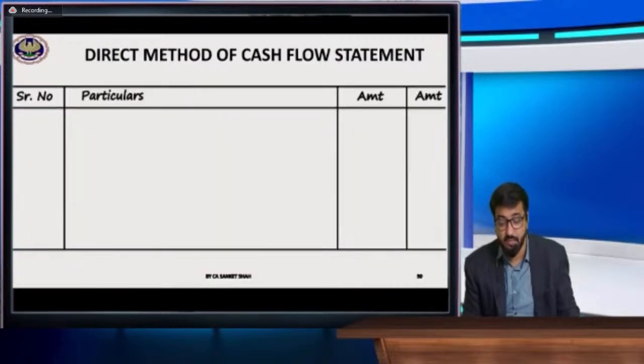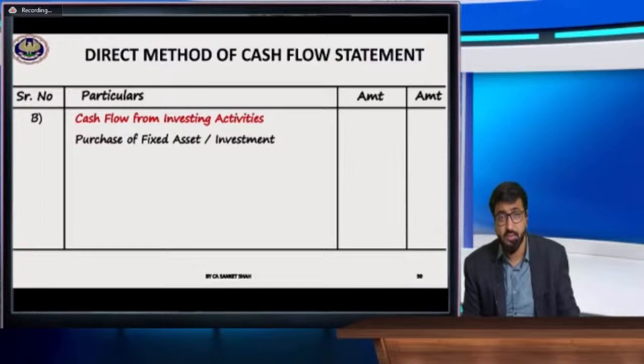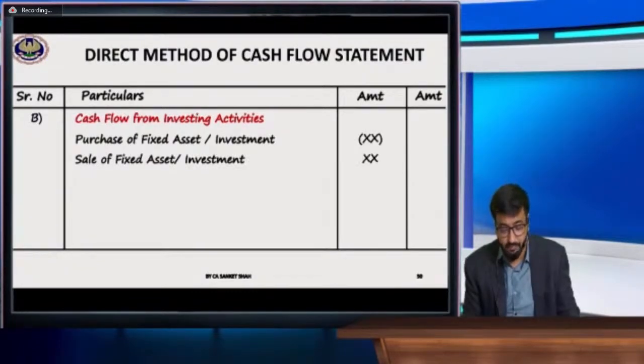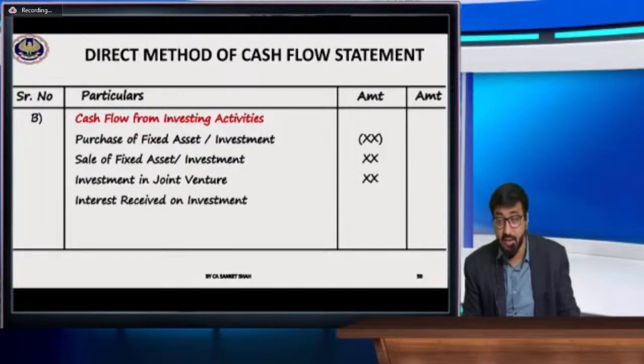After that, cash flow from investing activity. It's very simple: you are purchasing or selling any investment. If it is purchase, it is outflow. If it is sale, it is inflow. Investment in joint venture is also important. So any investment, and interest or dividend received, is also your inflow.